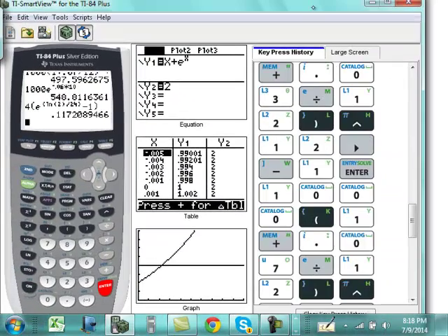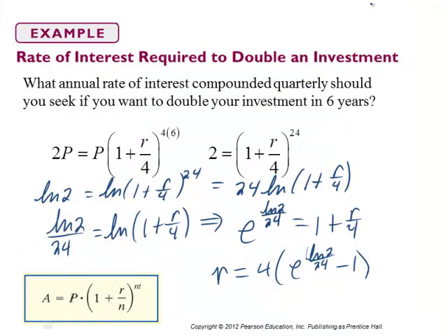That's 11.72089. And that's a percentage. I could write that 11.7%. So yeah, you could use logarithms. It's just a little bit messy using logarithms.